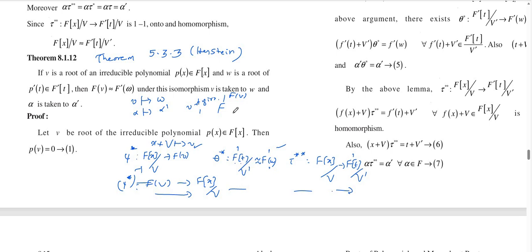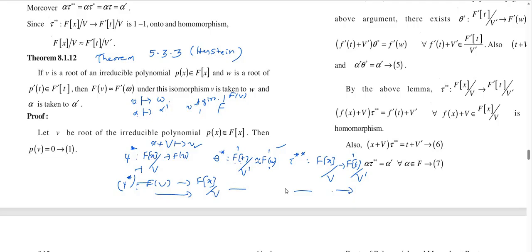Now, in this video, we'll have the corollary to this theorem 5.3.3. We'll just recollect what this theorem is. If v is the root of an irreducible polynomial p of x in F[x] and w is the root of p prime of t in F prime of t, then F of v is isomorphic to F prime of w. We said already that the prime doesn't have any connection with the derivative; we can even call it F prime. Under this isomorphism, v is taken to w and alpha is taken to alpha prime.